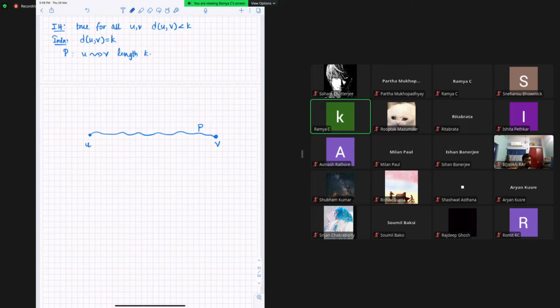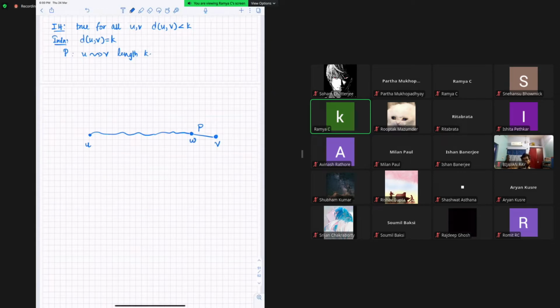Now, I know that on this path, there must be a vertex just before D. It should be something like this. This should be there. Let's call this vertex W. So now I want to use the inductive hypothesis.